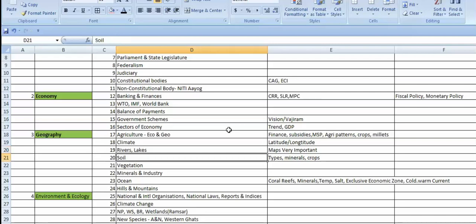Next one is the soil. It's the type of soil. What are the types of vegetation, like black soil, red soil, desert?